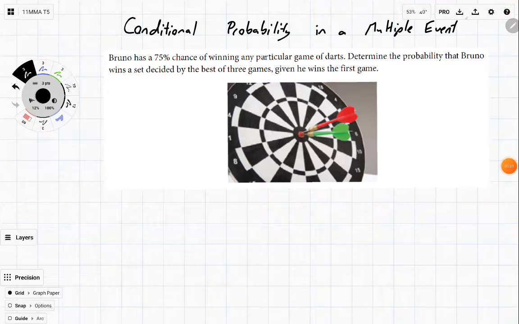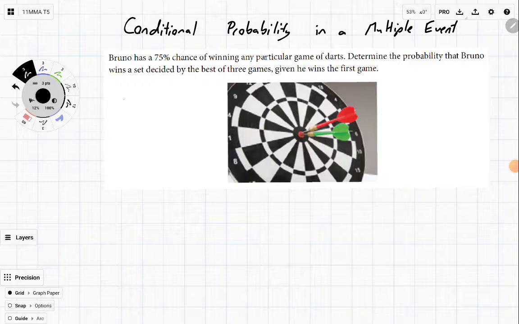So today we're going to be looking at using conditional probability in a multiple event sort of situation. Bruno has a 75% chance of winning any particular game of darts. Determine the probability that Bruno wins a set decided by the best of 3 games, given he wins the first game.